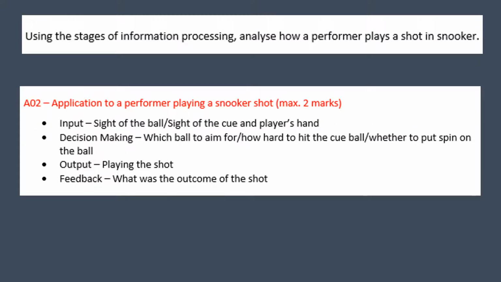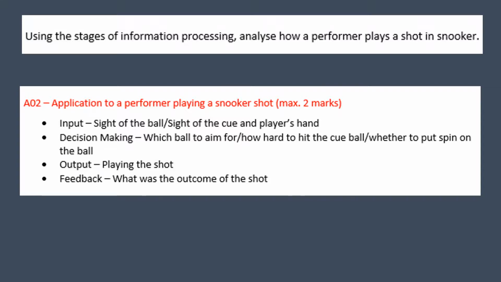For our AO2 marks, we can give some examples of each stage of information processing relative to playing a shot in snooker, as the question has asked. So for the input stage, we might say that the input could be the sight of the ball, or it could be the sight of the cue and the player's hand. For decision making, it could be which ball to aim for, how hard to hit the cue ball, whether to put some backspin or topspin onto the cue ball as you're playing a shot.